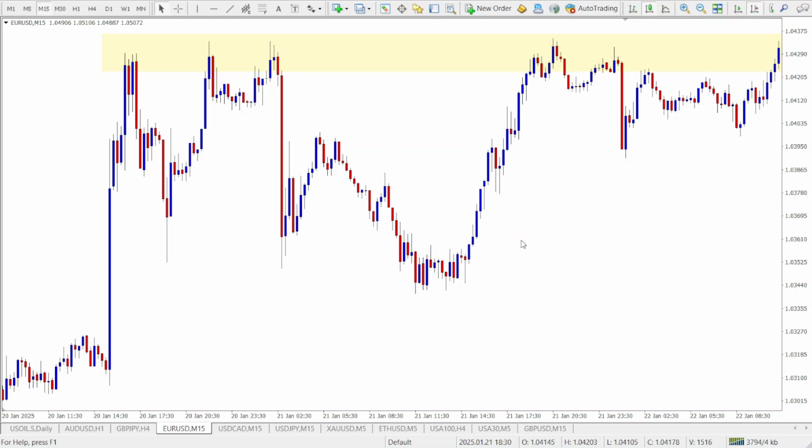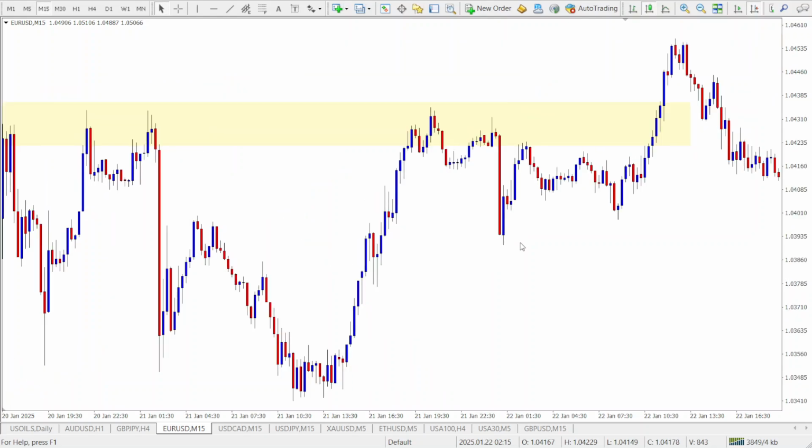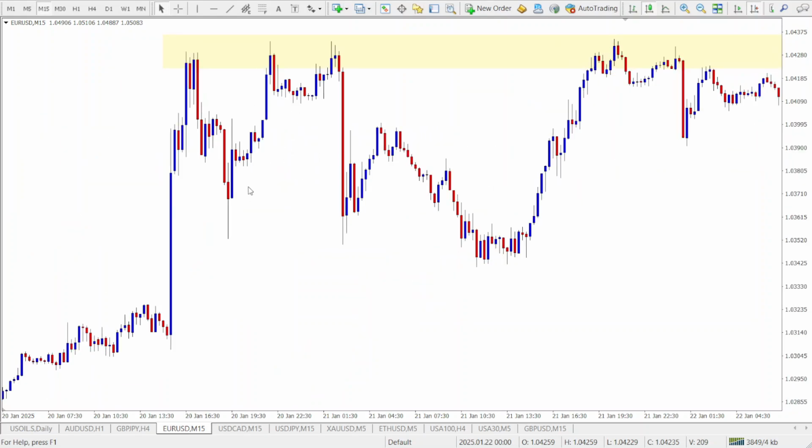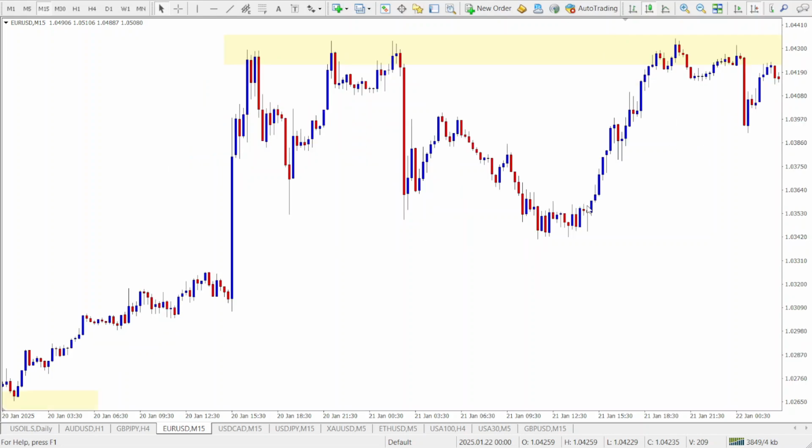Now, let's quickly cover some common pitfalls. First, avoid trading every single zone you see. Not all zones are strong, and overtrading can be a killer. So stick to zones with clear, sharp moves away from that level. Stick to such zones.